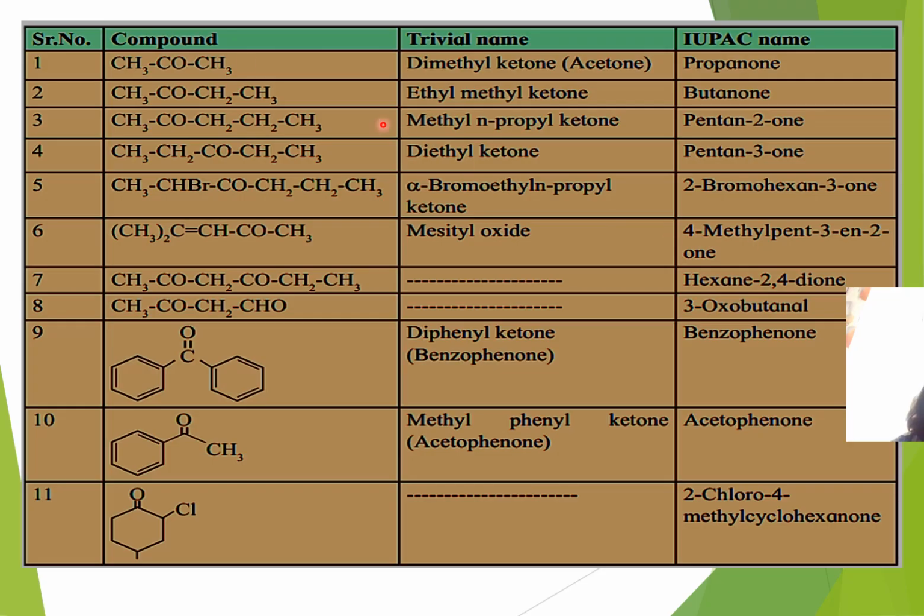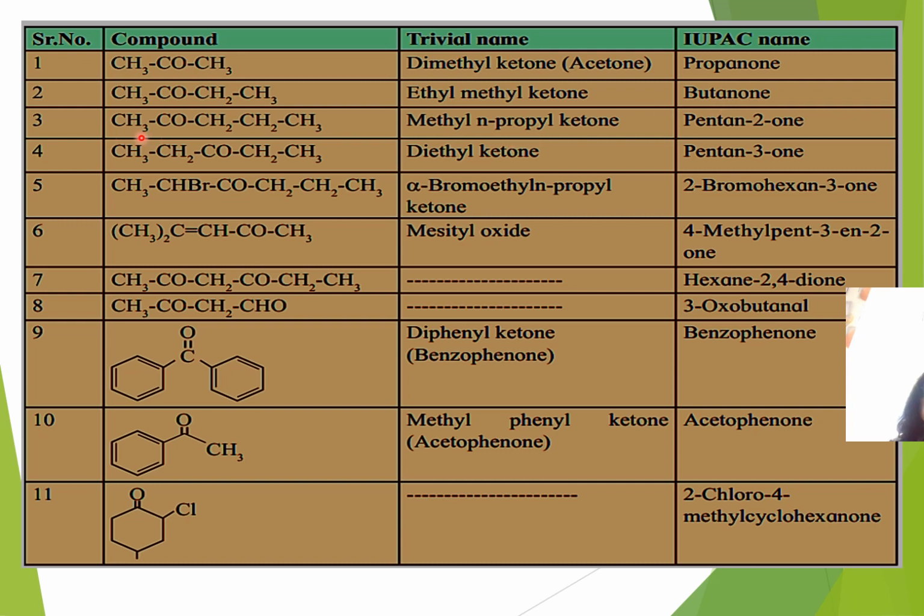Now let's see the nomenclature: compound, trivial name, IUPAC name. If you have CH3COCH3, it is dimethyl ketone, also known as acetone, and the IUPAC name will be propanone, propane E replaced by O. Then if you have CH3COCH2CH3, a 4 carbon ketone, you have ethyl on one side and methyl on the other side. We write it in alphabetical order: ethyl methyl ketone, also called butanone.